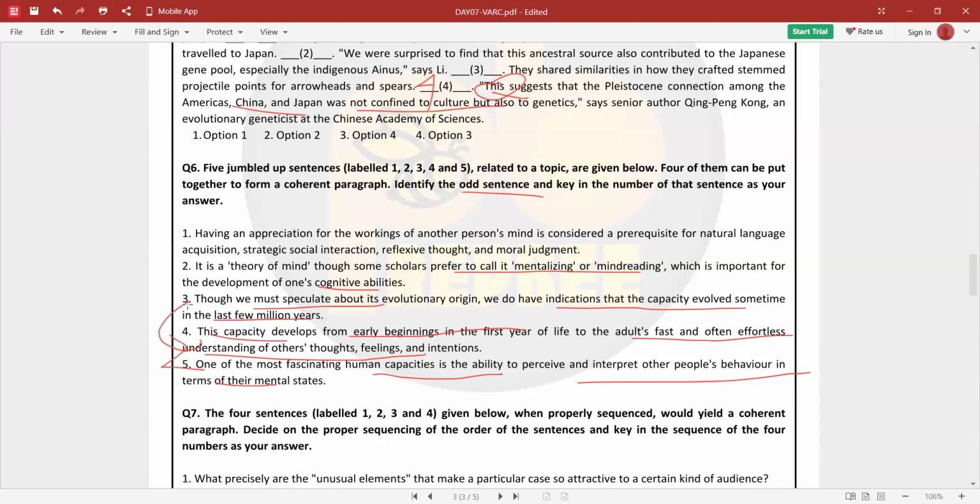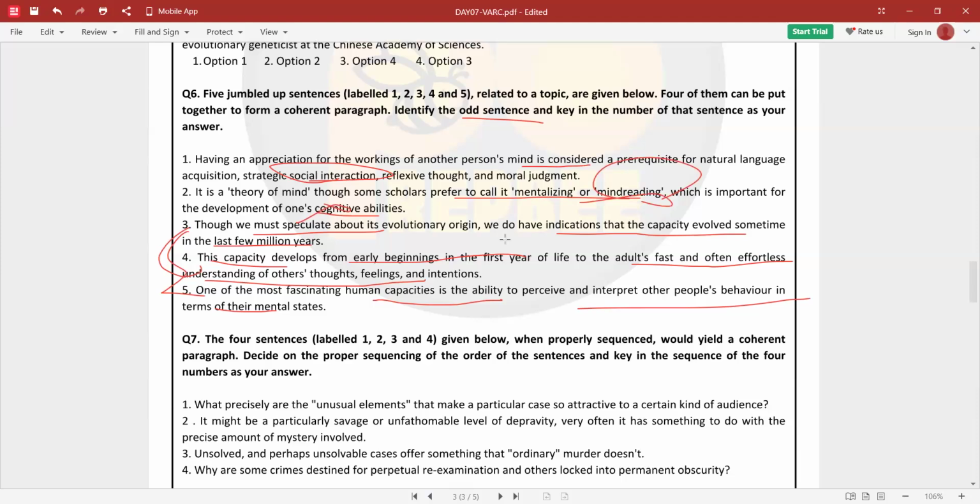So 5, 4, 3 are linked. Now let's see 2 and 1. Having an appreciation for the working of other people's mind is considered a prerequisite for natural language acquisition, strategic social interaction, reflexive thought, and moral judgment. It is a theory of mind, though some scholars prefer to call it mentalizing or mind reading, which is important for development of cognitive abilities. Mind reading is not being discussed. It's just how we can interpret other people's behavior. So this is some distortion of fact.